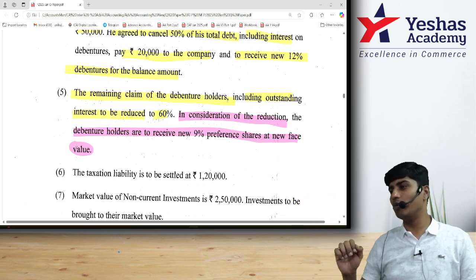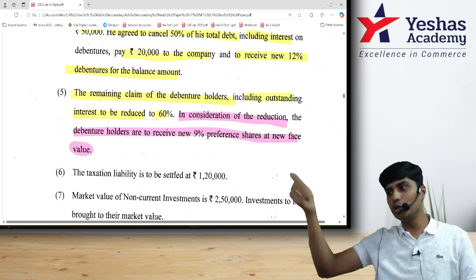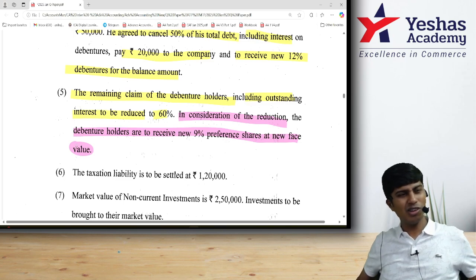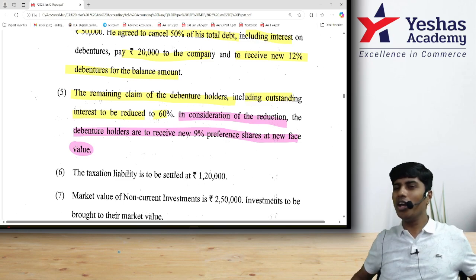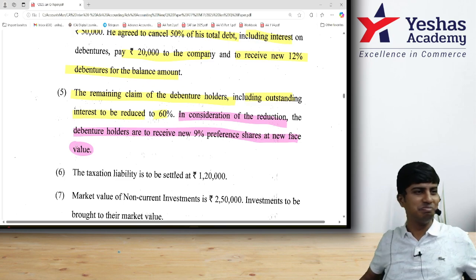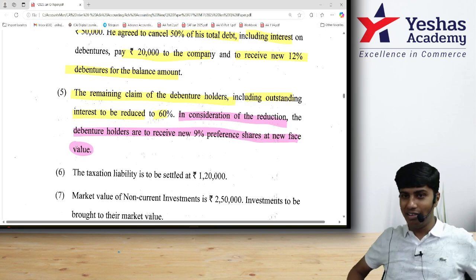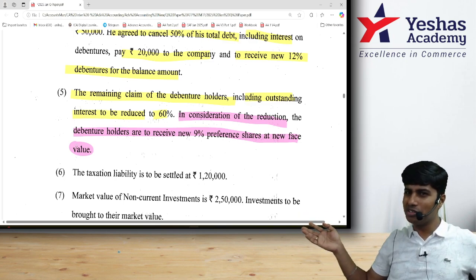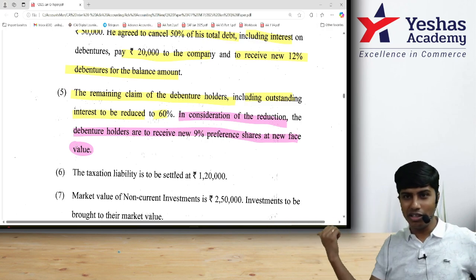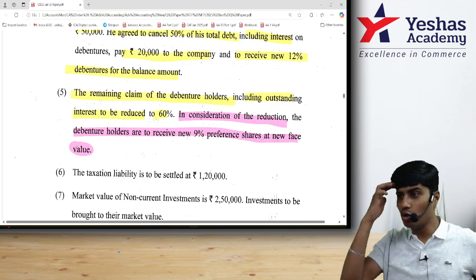Then problem number 1, the remaining 60% should be shown in the balance sheet. What will you show it as? Debentures or outstanding interest? How can you leave outstanding interest in your balance sheet and still do internal reconstruction? Incorrect. And would you still show them as debenture holders? Not fair. It's settled. One reason. Here they have not asked for a balance sheet, so you will not get that doubt.